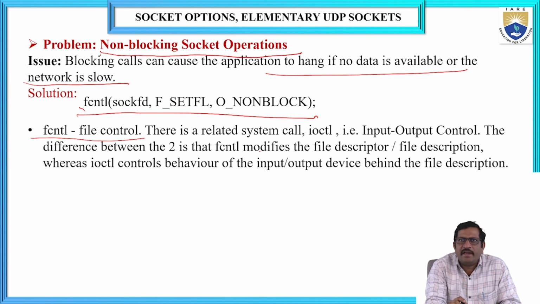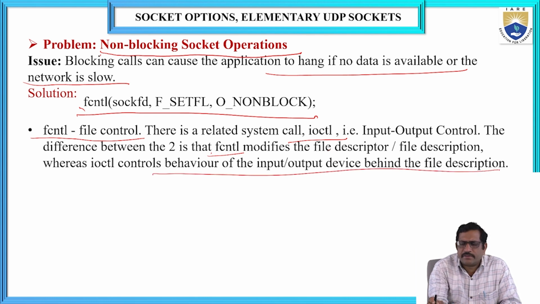There is a related system call, ioctl, which is input output control. The difference between these two is that fcntl, file control, modifies the file descriptors, whereas ioctl controls the behavior of the input output device behind the file descriptors.